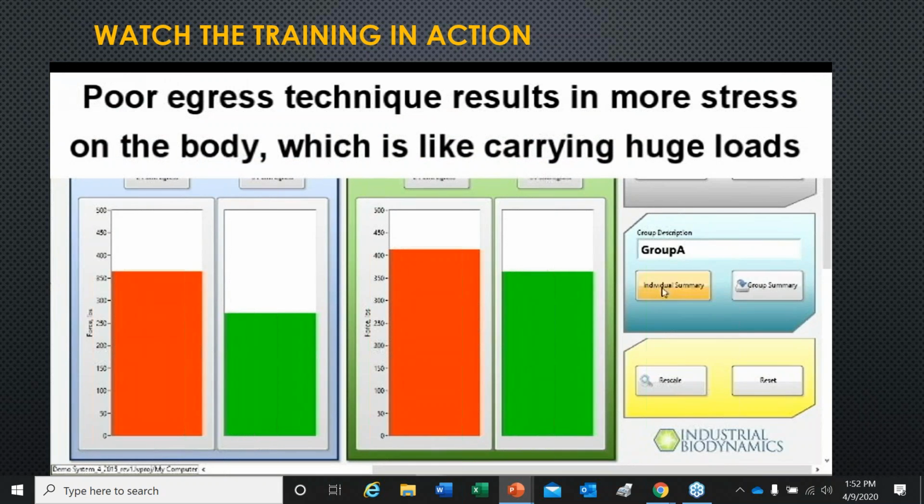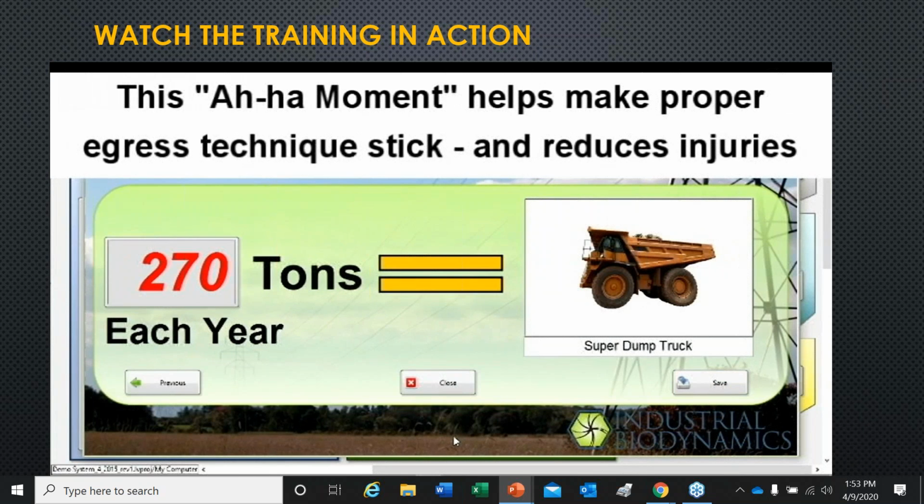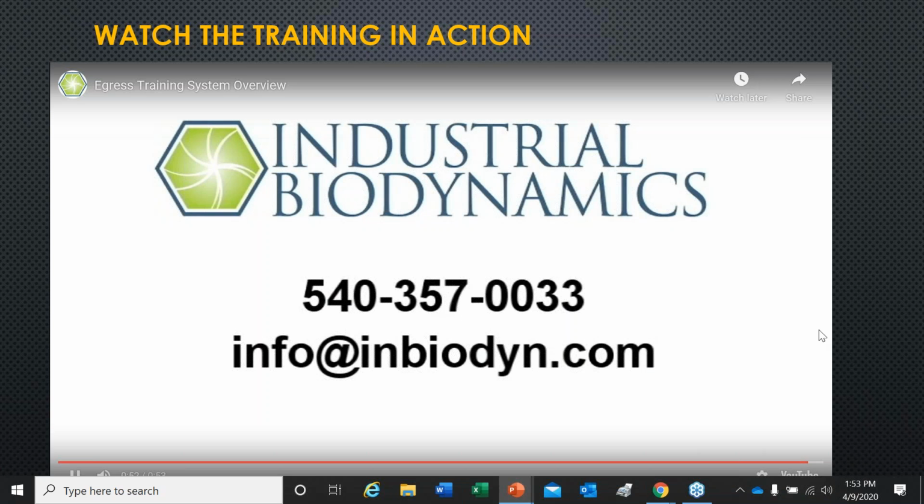And here you'll see the computer printouts. And in this case, he was carrying a small truck, the difference each day from the impact. And over a whole year, a super dump, 270 tons extra per year.